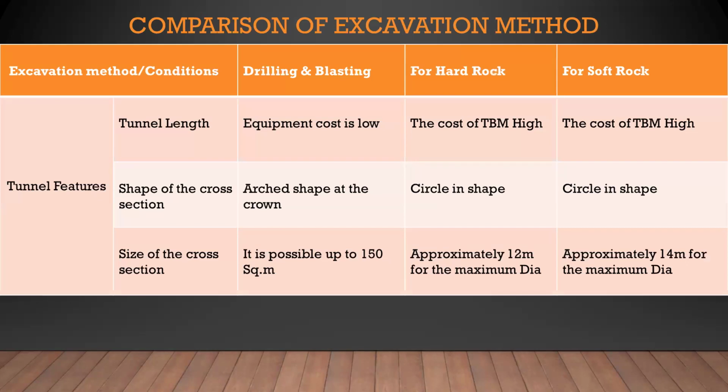This is a comparison of excavation methods, in which drilling and blasting, hard rock and soft rock have been mentioned. For drilling and blasting, equipment cost is low. For hard rock, TBM cost is high, as well as for soft rock. The shape of the cross section in drilling and blasting is arched at the ground. In hard rock and soft rock TBM, circular shapes will be there. The size of the cross section is possible up to 150 square meter in drilling and blasting, approximately 12 meter maximum diameter in hard rock, and approximately 14 meter maximum diameter in soft rock.